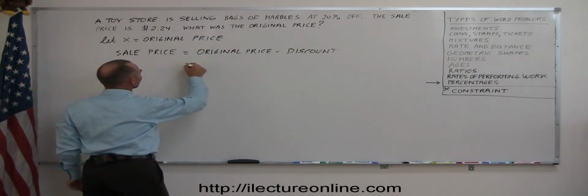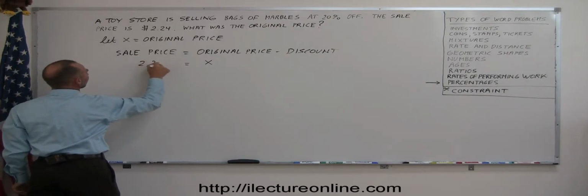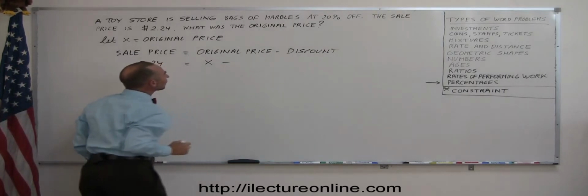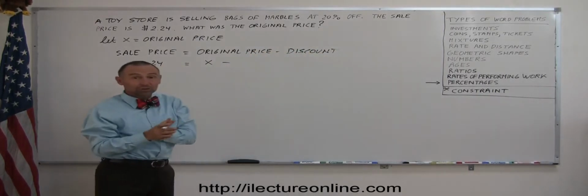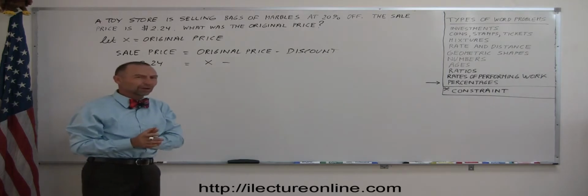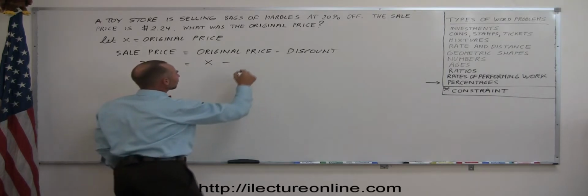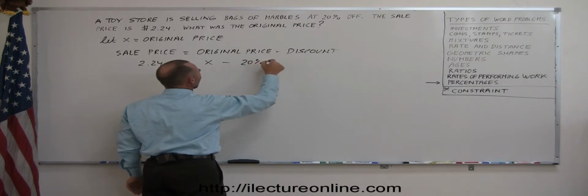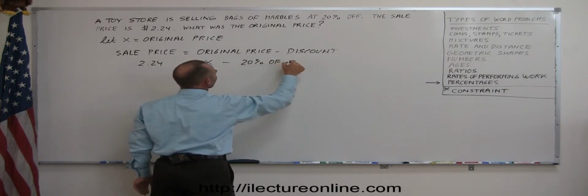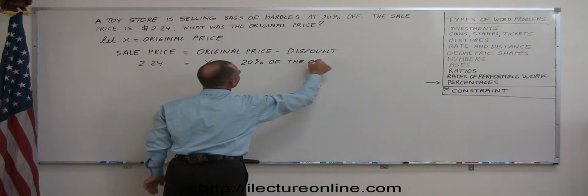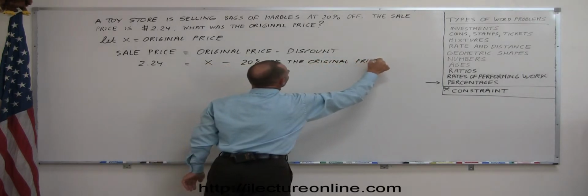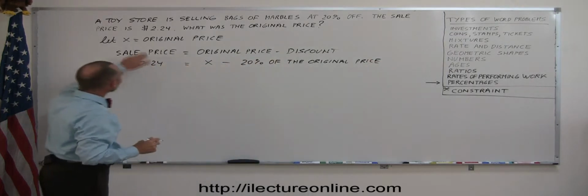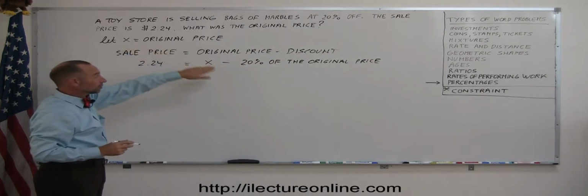The sale price, well, they tell us what that is. It's $2.24. And the discount, well, let's see. They tell us that it's 20% off, and I guess we assume that's 20% off from the original price. So minus 20% of the original price. Okay, and we define the original price by x, so that we do 20% of x.